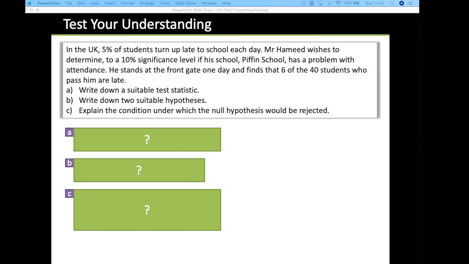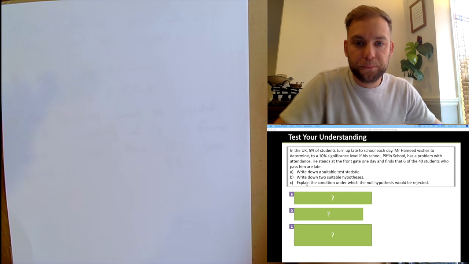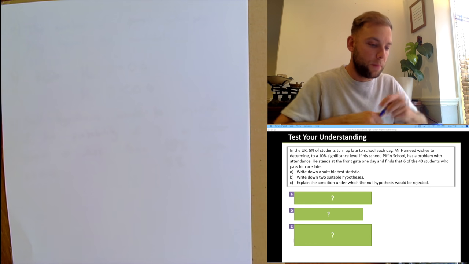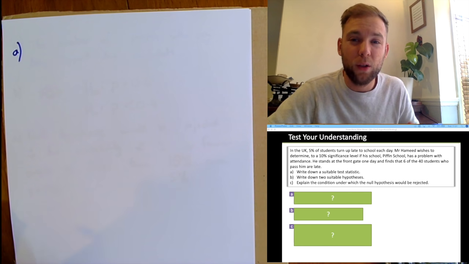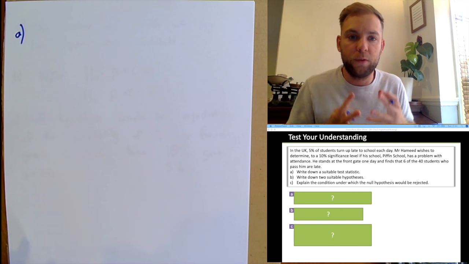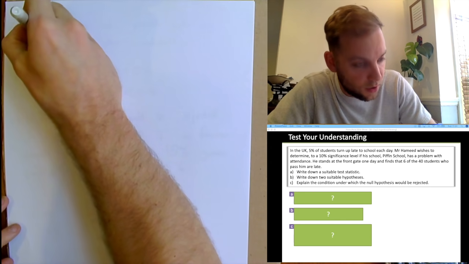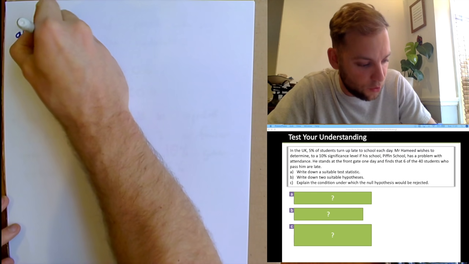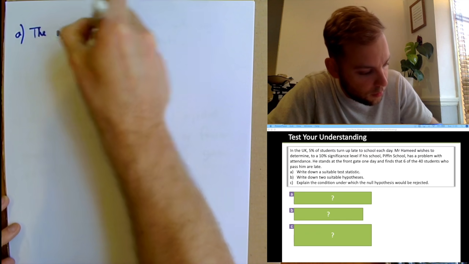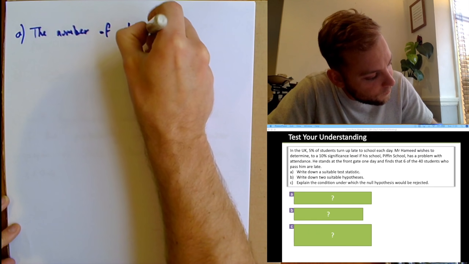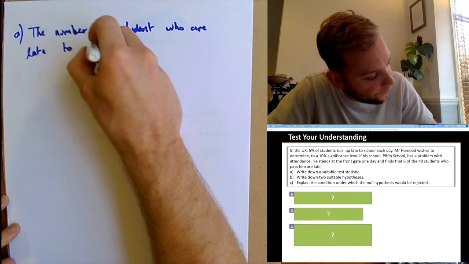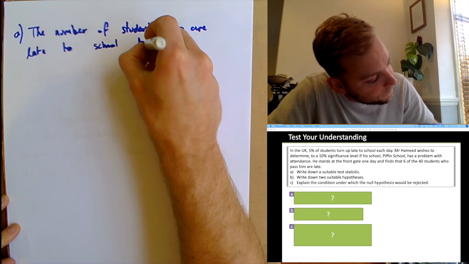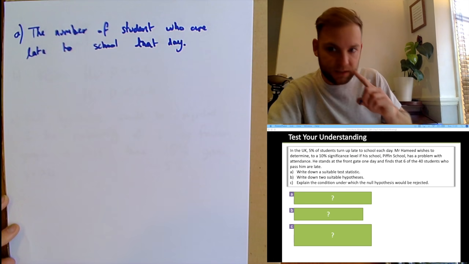Okay, so with this one here, the first thing we're looking at is part A. Write down a suitable test statistic. So what are we actually looking at here? Well, we're looking at the number of students who are late to school that day. So our test statistic is the number of students who are late to school that day. Brilliant. That's the first part.